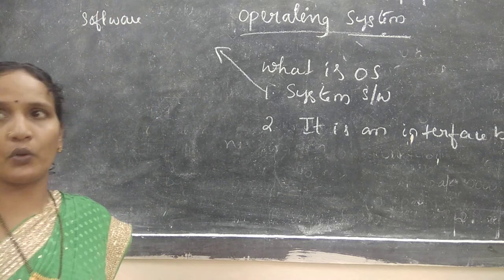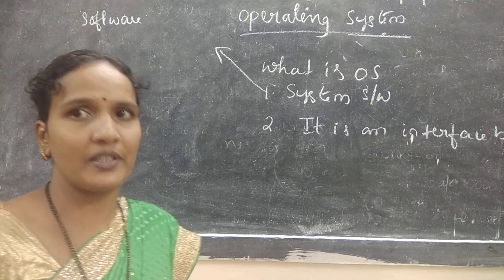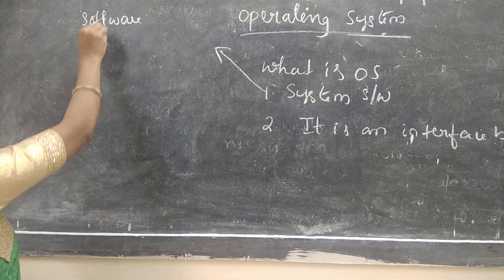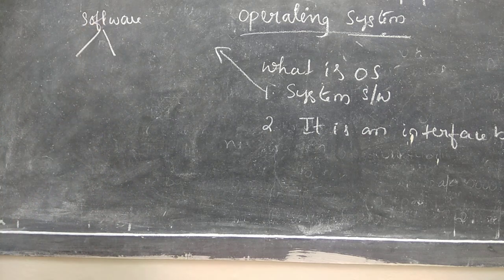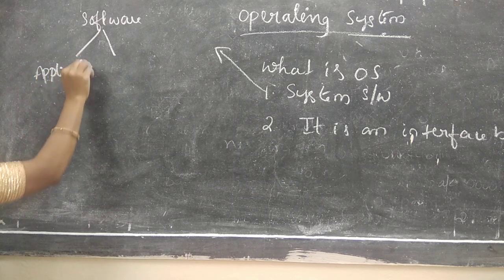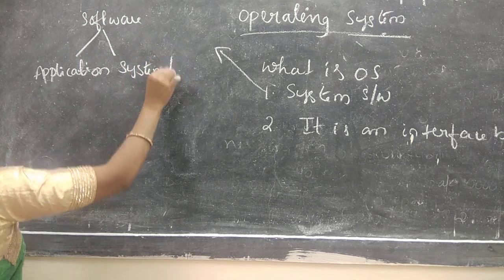Software is set of programs, and which are already documented, which are already tested. Okay, how many types of softwares we have? 2 types of softwares we have. Okay, first one is application software and the second one is system software.